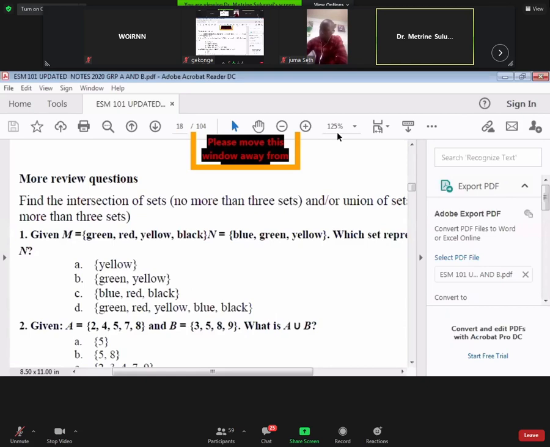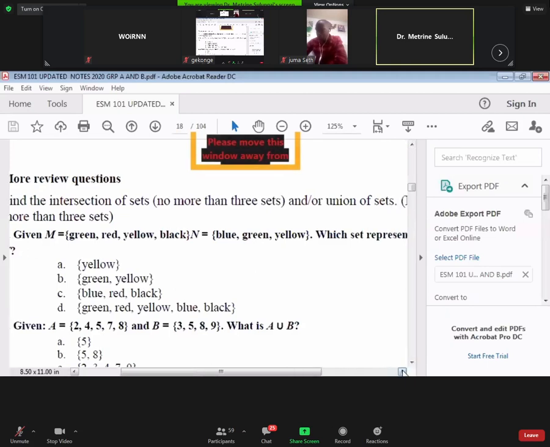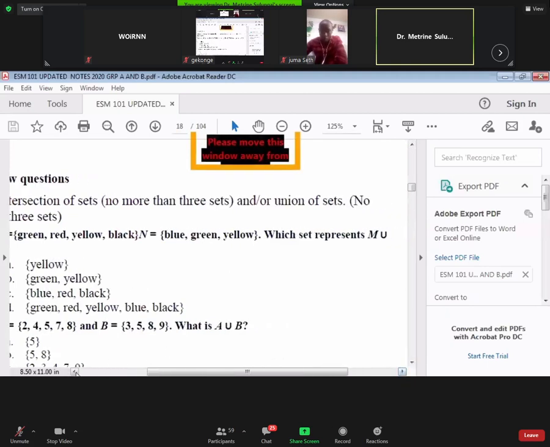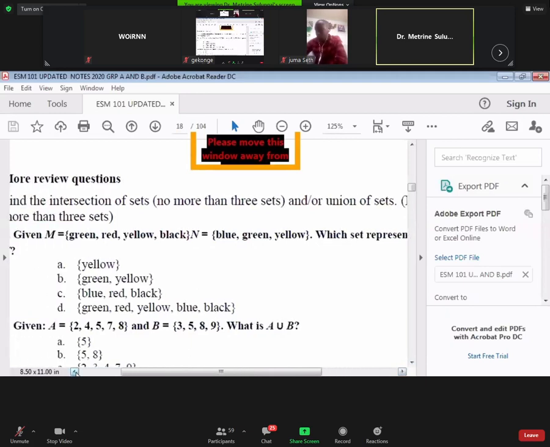Given M is equal to {green, red, yellow, black}, and N is equal to {blue, green, yellow}. Which set represents M union N? Remember, we said M union N is all the elements belonging to either of the sets. So which one represents the union? A, yellow. That's not true. B, green and yellow. C, blue, red, yellow. The correct one is the last one. It's giving us all the elements in the two sets: green, red, yellow, blue, and black.